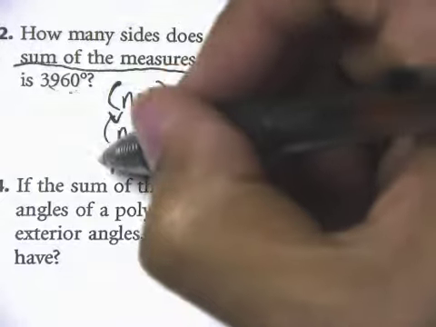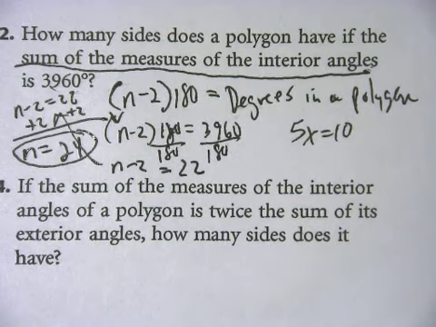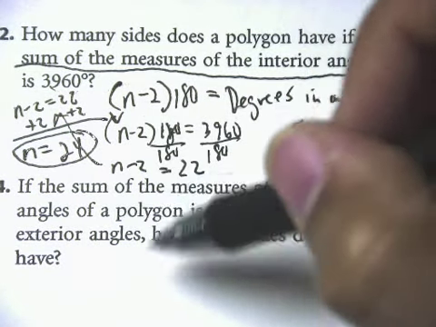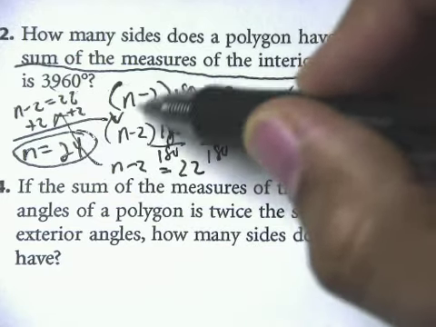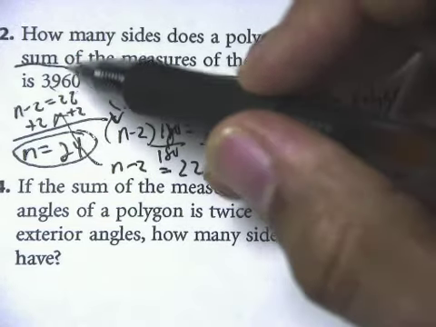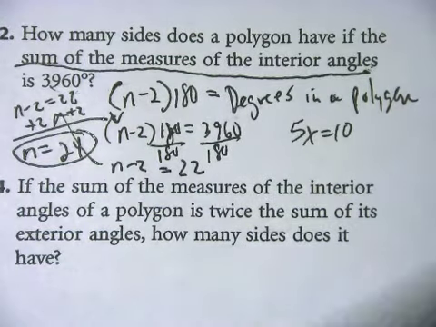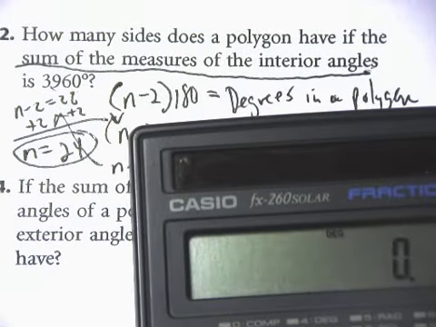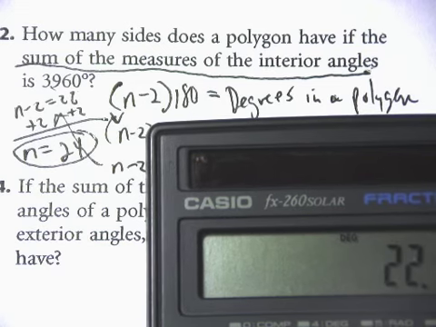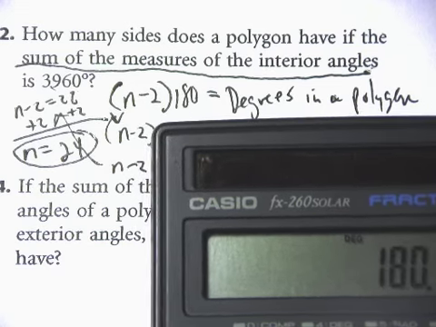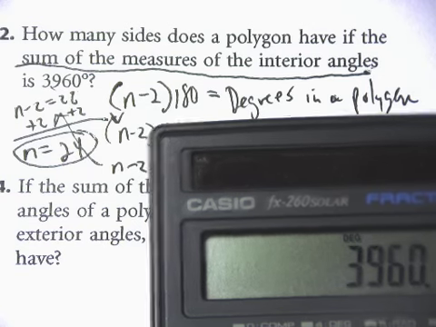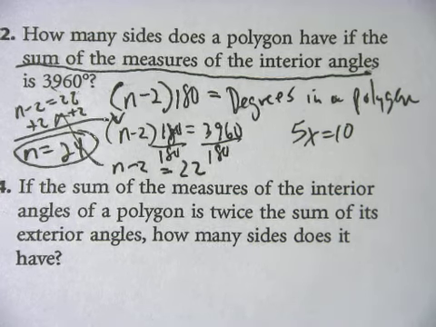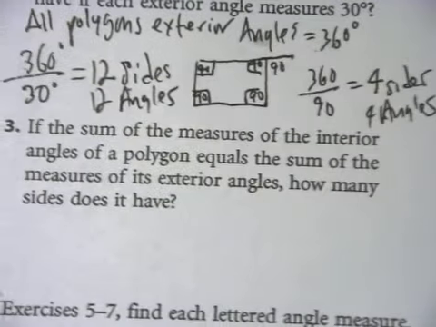So I have n minus 2 is equal to 22. And from there, we know what we do, right? I'm going to add 2 to both sides, and n is equal to 24. So how many sides does it have? Well, it has 24 sides. And if I plug 24 into my formula, 24 minus 2 times 180 should give me 3,960. 24 minus 2 is 22, times 180 gives me, look at that, that's how many degrees are inside. So just with a little algebra, we can solve this question.